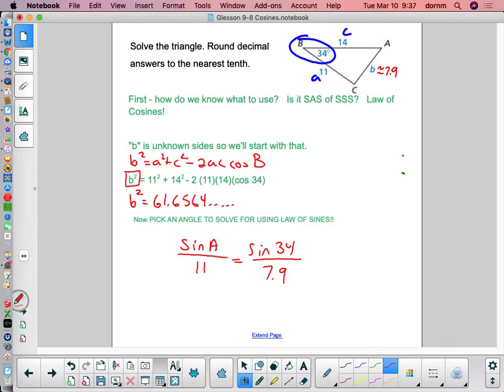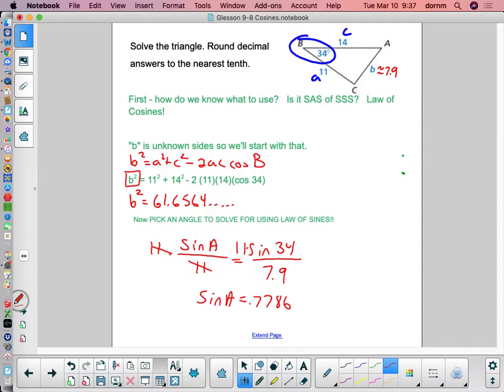But yeah. So again, we cross multiply. I multiply both sides by 11 here to get rid of this division. So 11 sine 34 divided by 7.9. Sine 34 divided by 7.9 is 0.7786. So sine of A equals 0.7786. That's the sine of A.